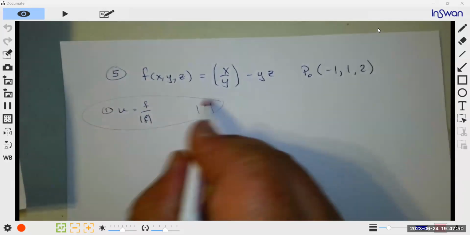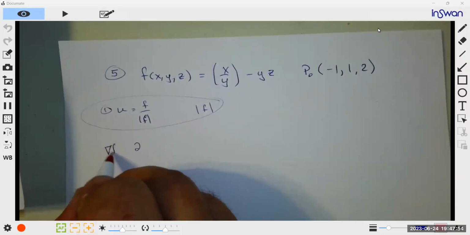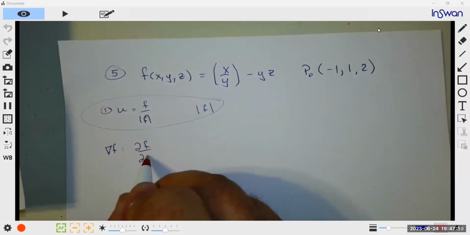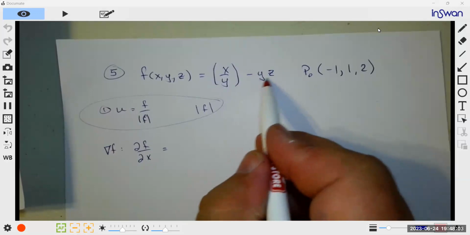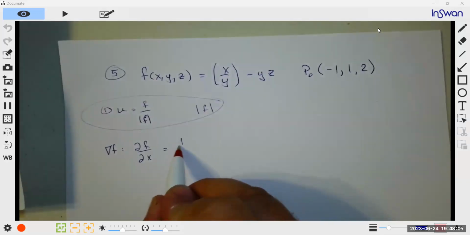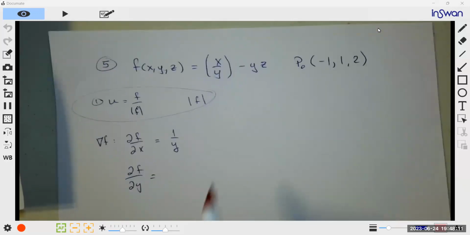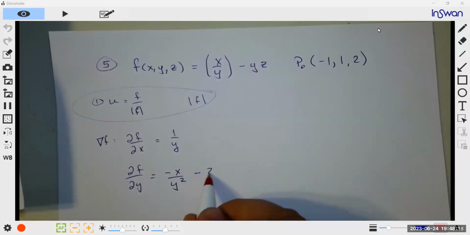We have to hold up on this. So we do have to find del f. So partial of f, partial of x. There's no x, so it's 1 over y. Partial of f over partial of y is negative x over y squared minus z.